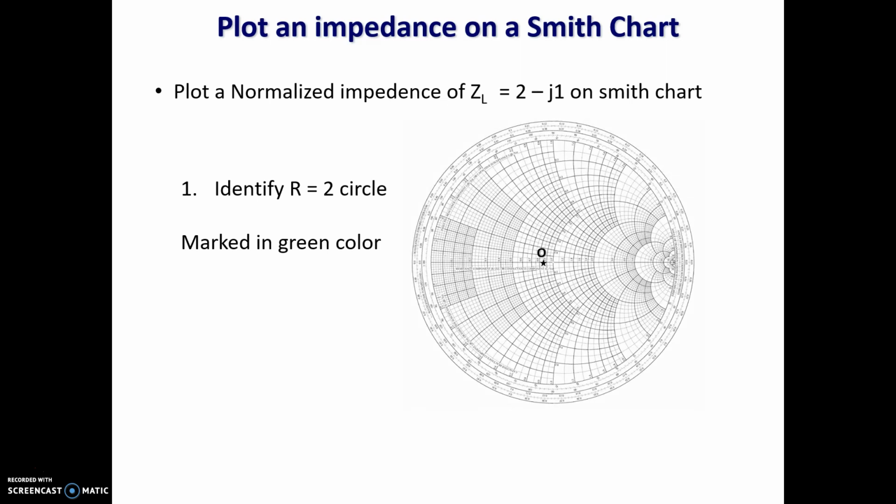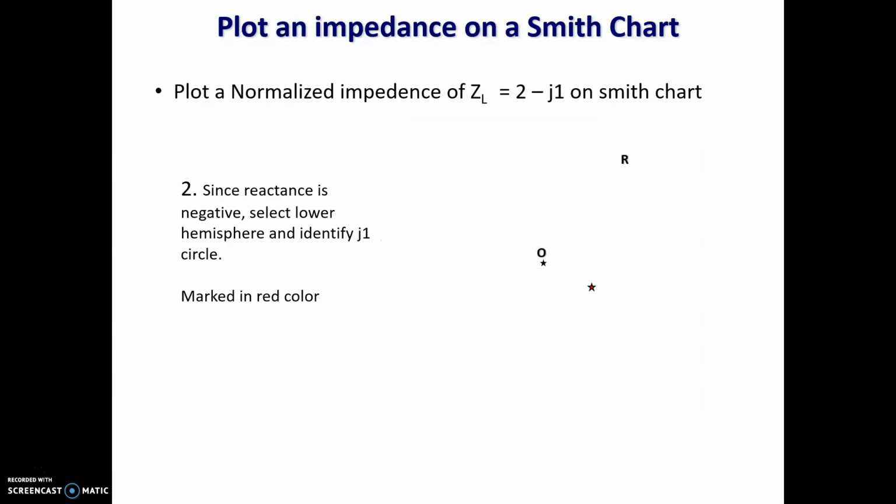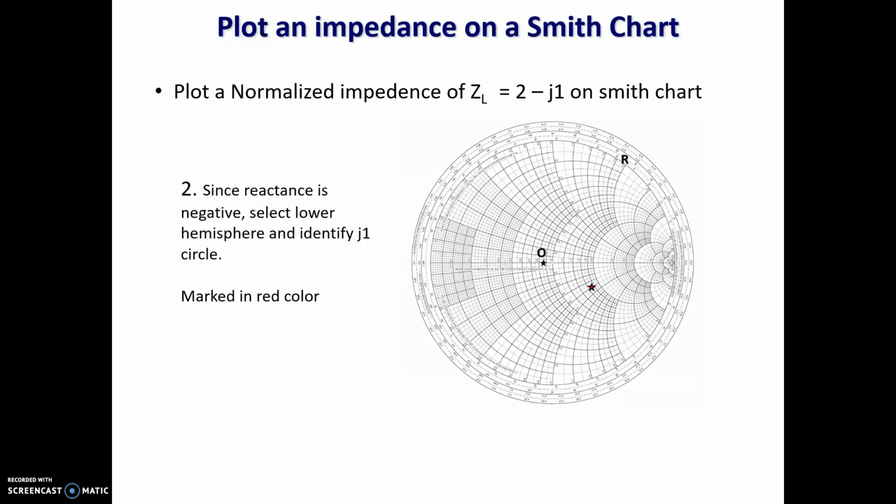the first and primary thing is that in a given Smith chart, we need to identify the R equal to 2 circle. What you observe here is the unit circle, and the circle drawn in green color is the R equal to 2 circle. The second step is that you have to plot the reactance. Since the reactance is negative, select the lower hemisphere and identify the j1 circle. You can see the j1 circle marked in red color.